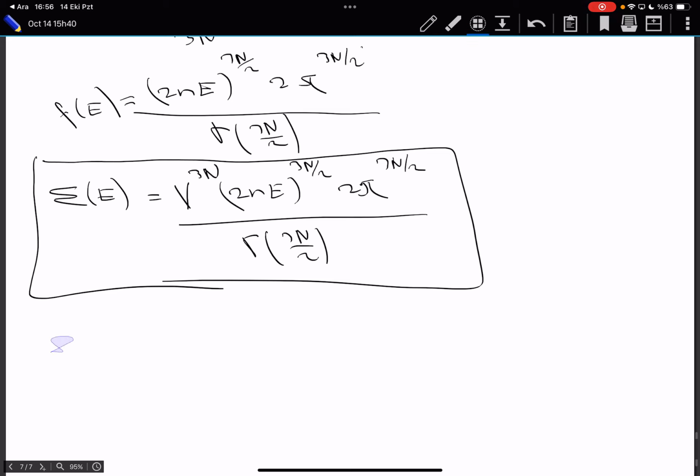So remember, we were interested in this omega E. This is just the derivative of sigma with respect to the energy.